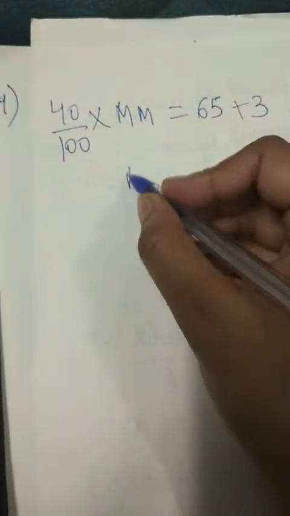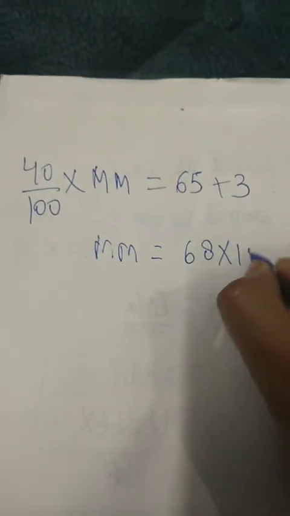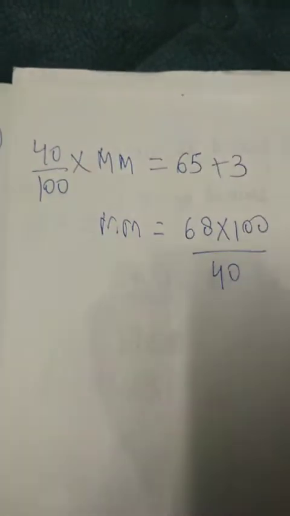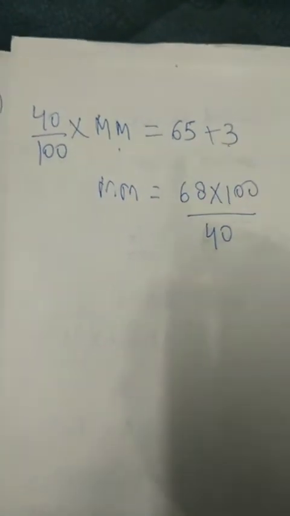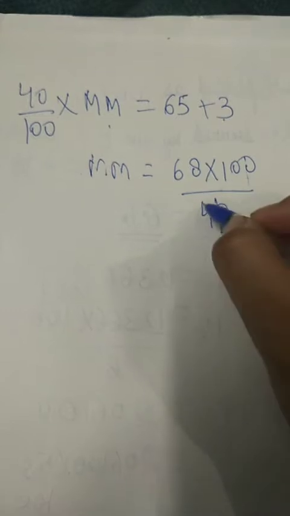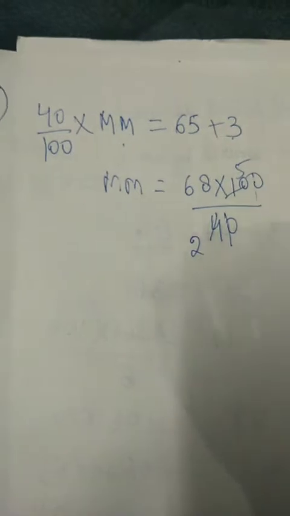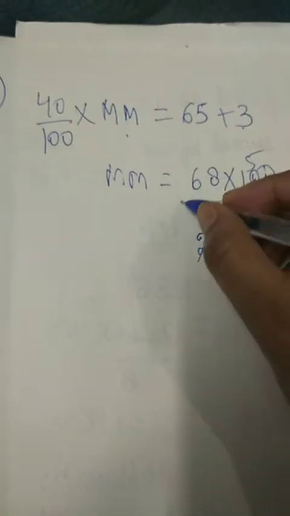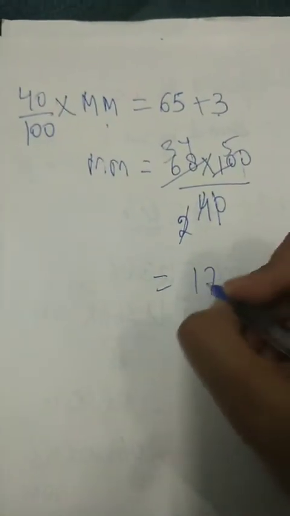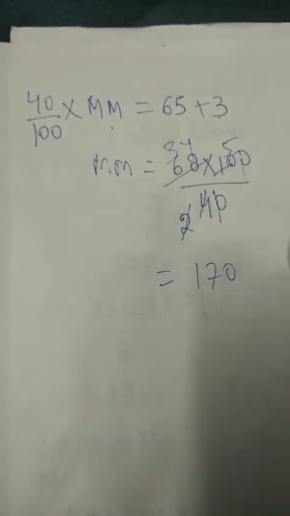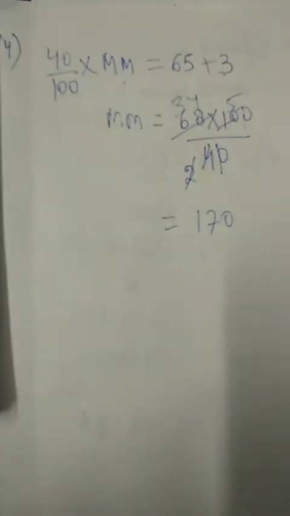So you have to find the maximum marks. So this is 68 into 100 upon 40. This is 40% of maximum marks equal to 68 marks. So you will find here 2 2s and 2 5s, 2 1s and 2 3s, 2 4s. So this will be equal to 170 marks. So from 170 he got 68 marks, which was 40% of the total marks. So this is how we are going to solve this question.